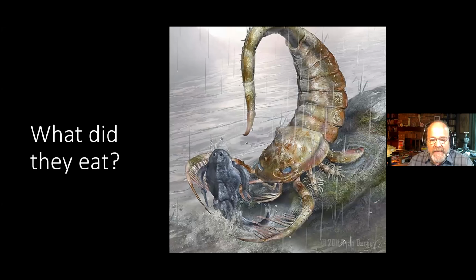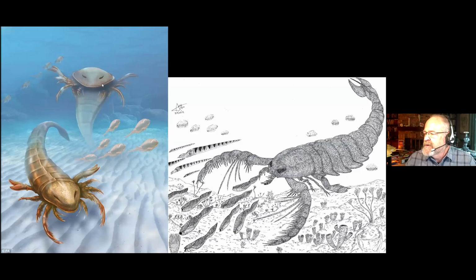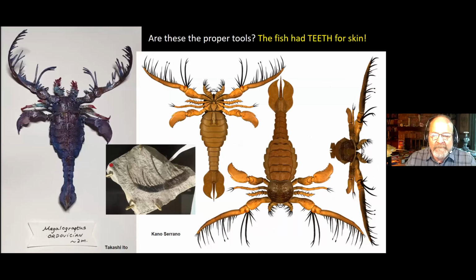On top of that, this is mostly Roy's work, is the question of what did they eat, what were they doing in the shallow marine? And we'll see a lot of reconstructions of them attacking our ancestors or our near ancestors and causing a lot of havoc that way. Over and over, this is the Winishik reconstruction, and again, they're attacking our ancestors, they're attacking fish. But in all seriousness, fish had teeth for skin.